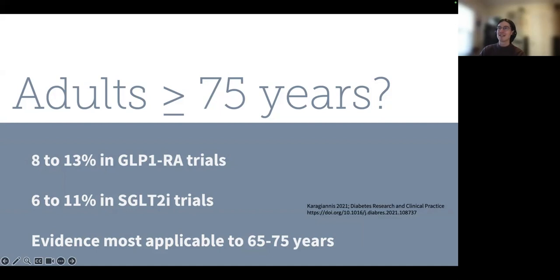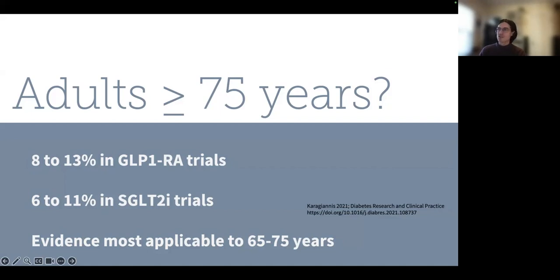So when we talk about evidence in older adults, in this context, we're saying people 65 years of age or older, but really we're talking about 65 to 75. And that's something to keep in mind. So it's really in that younger, older adult range. And then our usual caveats with clinical trials also apply here.